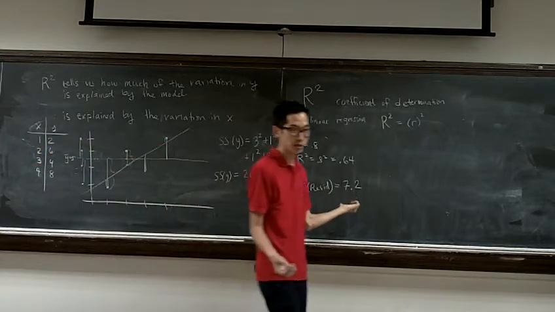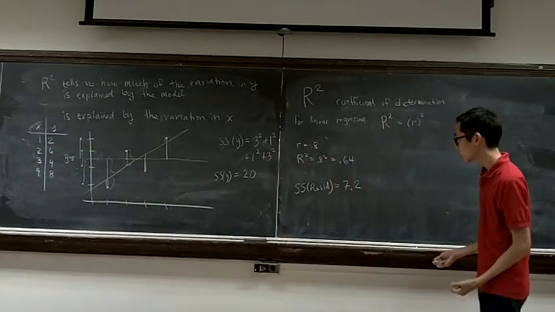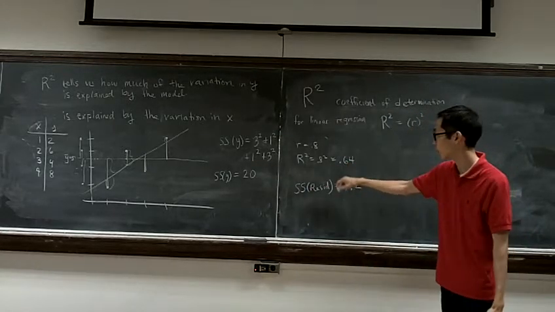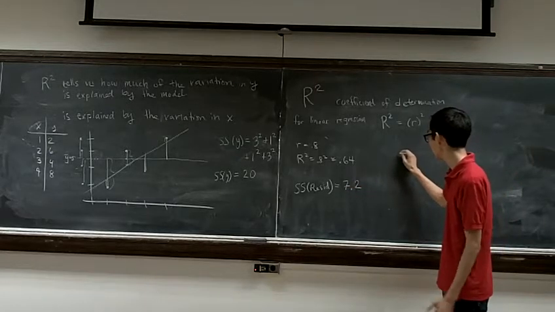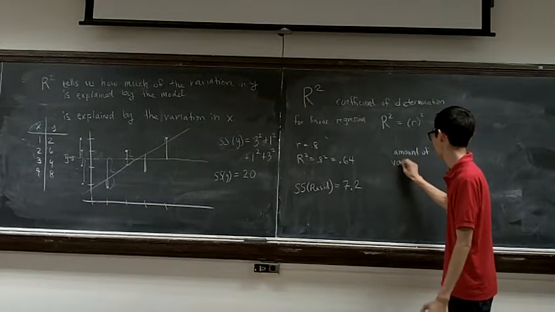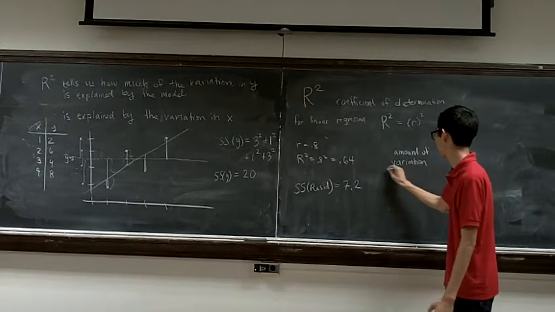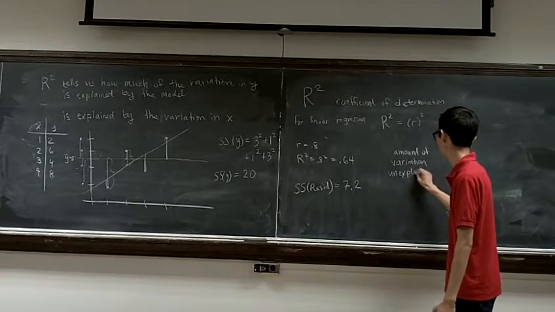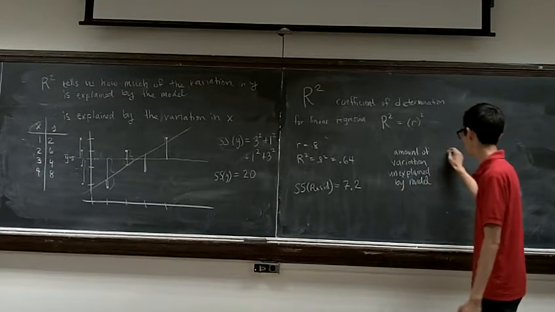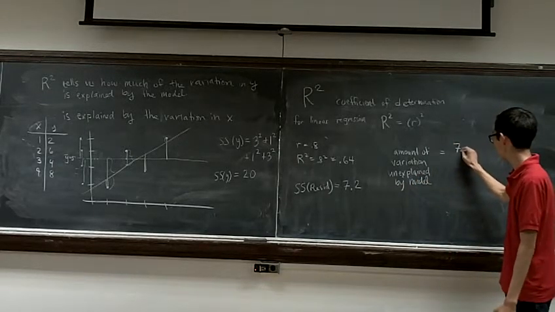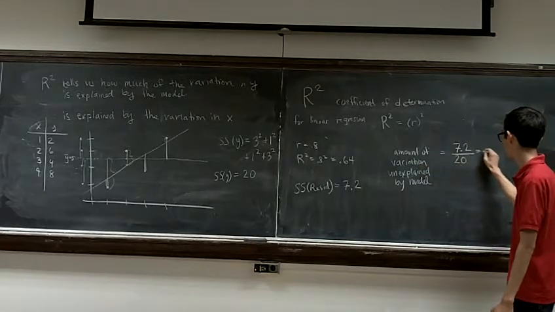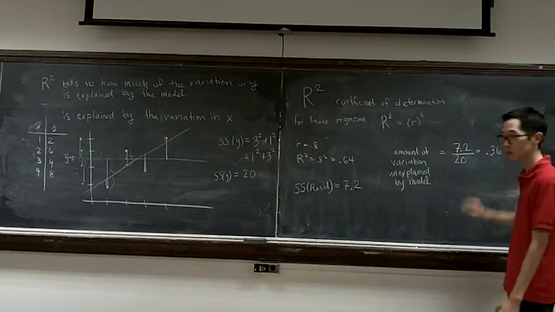Our total residual was 7.2. So basically, the difference between this and this, or that ratio, is the part that's unexplained by the model, okay? So the amount of variation unexplained by the model would be 7.2, the sum of squares residuals, divided by sum of squares y, 20, which gives me 0.6.